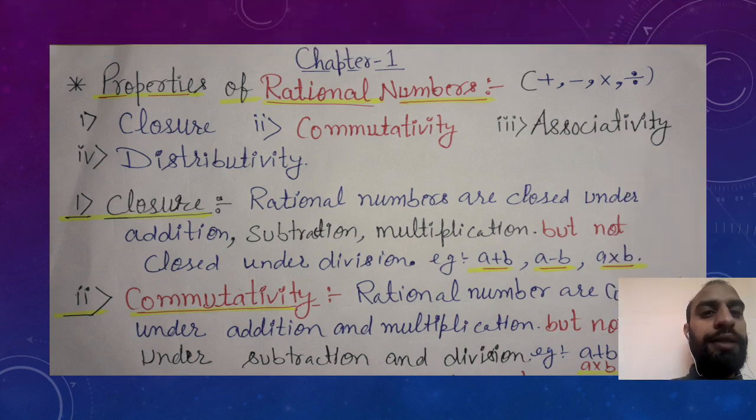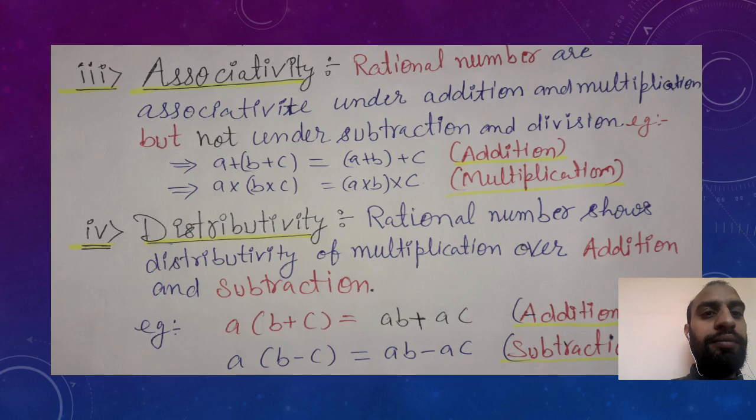So next property is associativity. Rational numbers are associative under multiplication and addition, but not under subtraction and division. In the same way you can see here I have written a plus bracket start b plus c bracket close is equal to bracket start a plus b bracket close plus c. That means you can write any number inside a bracket or outside a bracket, but after adding your answer remains similar. Similar is the case in multiplication.